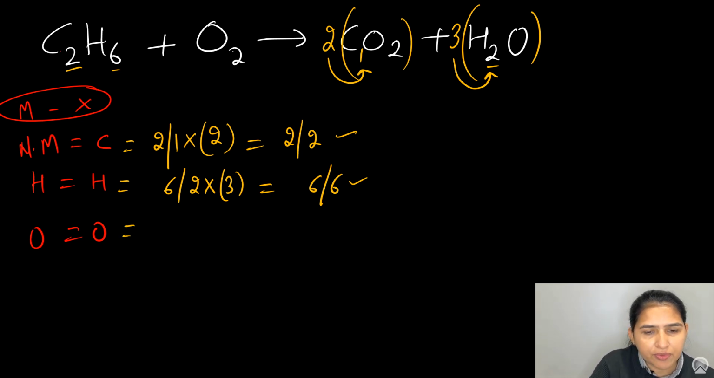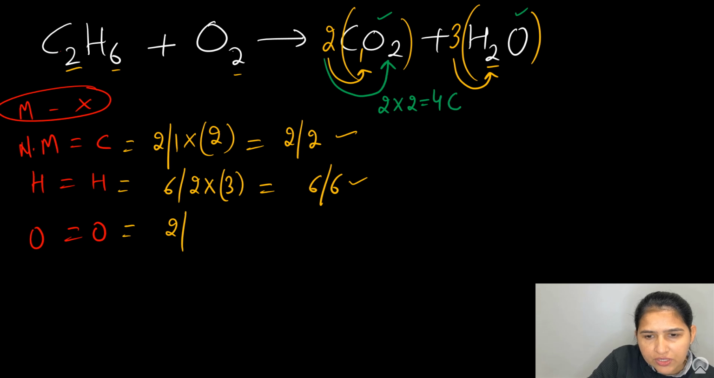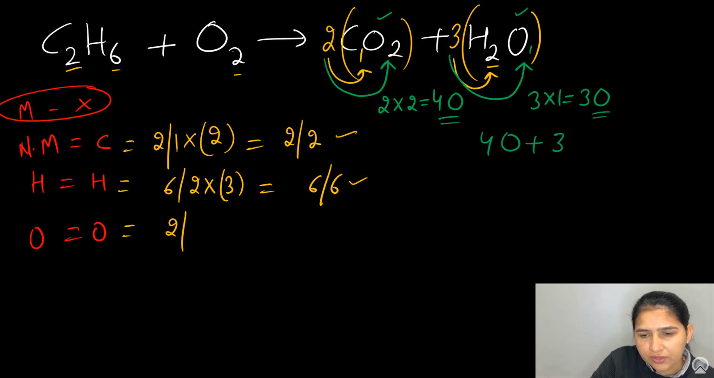Now it's time to balance oxygen. While balancing oxygen, we can see we have only 2 oxygen on the left hand side, while on the other side we have oxygen in carbon dioxide and oxygen in water as well. So let's count oxygen individually. We have in total 4 oxygen in carbon dioxide, while we have 3 oxygen in water. So in total we have 7 oxygen. One side we have 2, the other side we have 7.